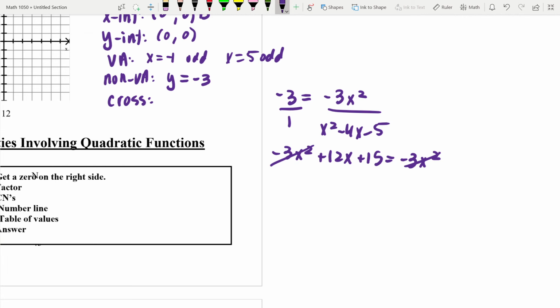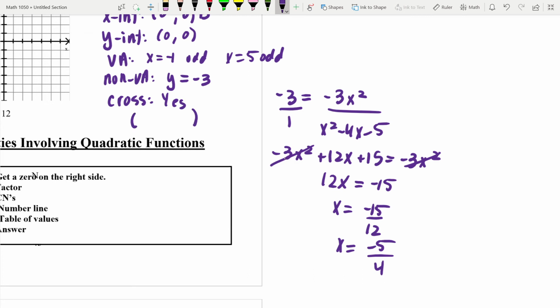x, right? So I have 12x equals negative 15. Divide by 12, I get negative 15 over 12. Reduce, 3 goes into 15 5 times and into 12 4 times. So yes, it does cross it. Where's it going to cross it? At negative 5 over 4, comma, something.